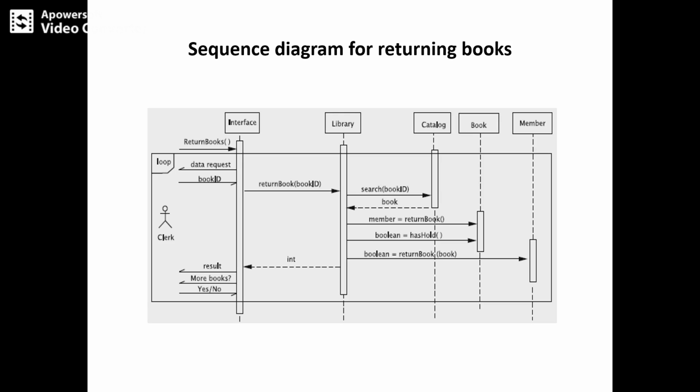So this is the complete sequence from one class to another class. Finally, how many books have been returned. So this is the sequence diagram for returning books.